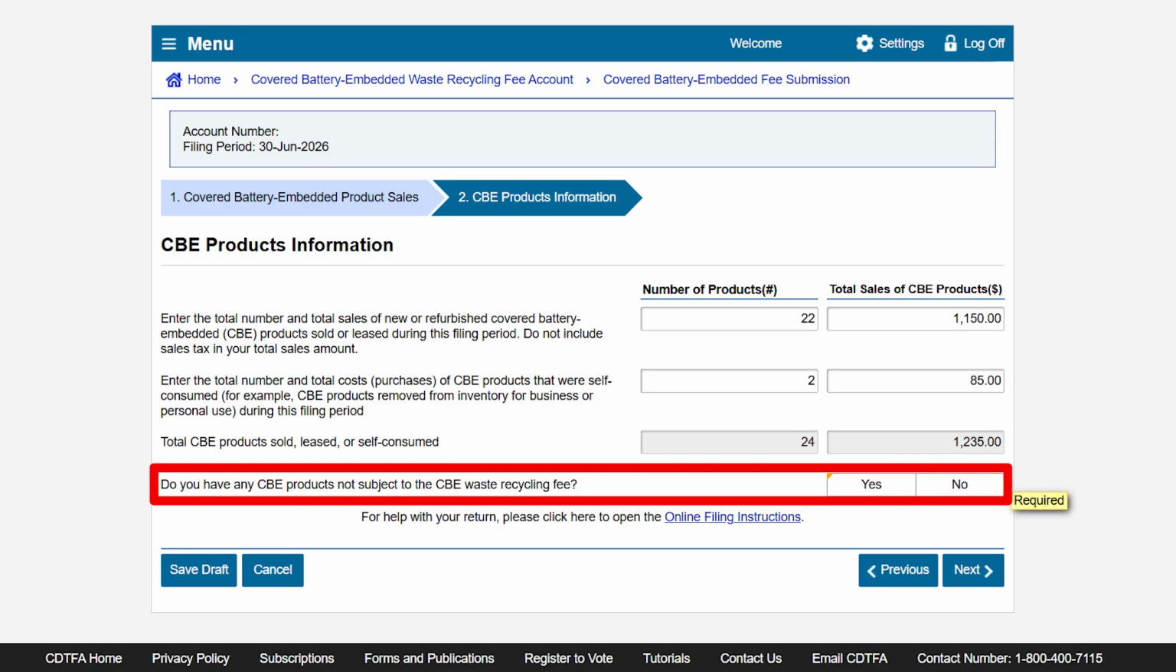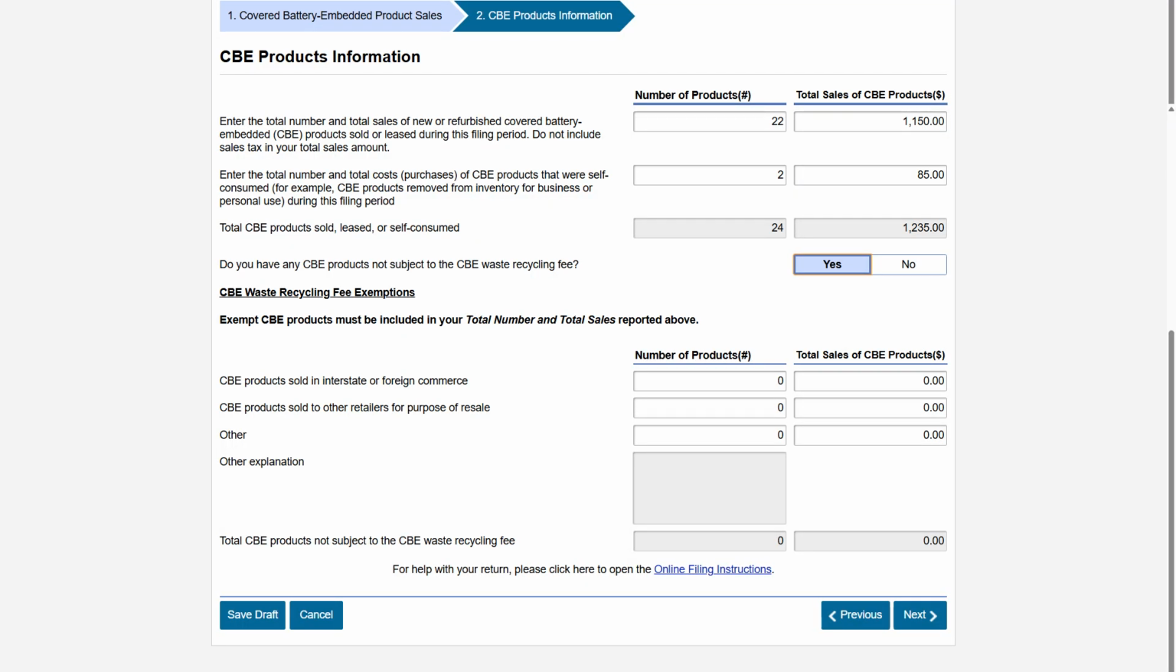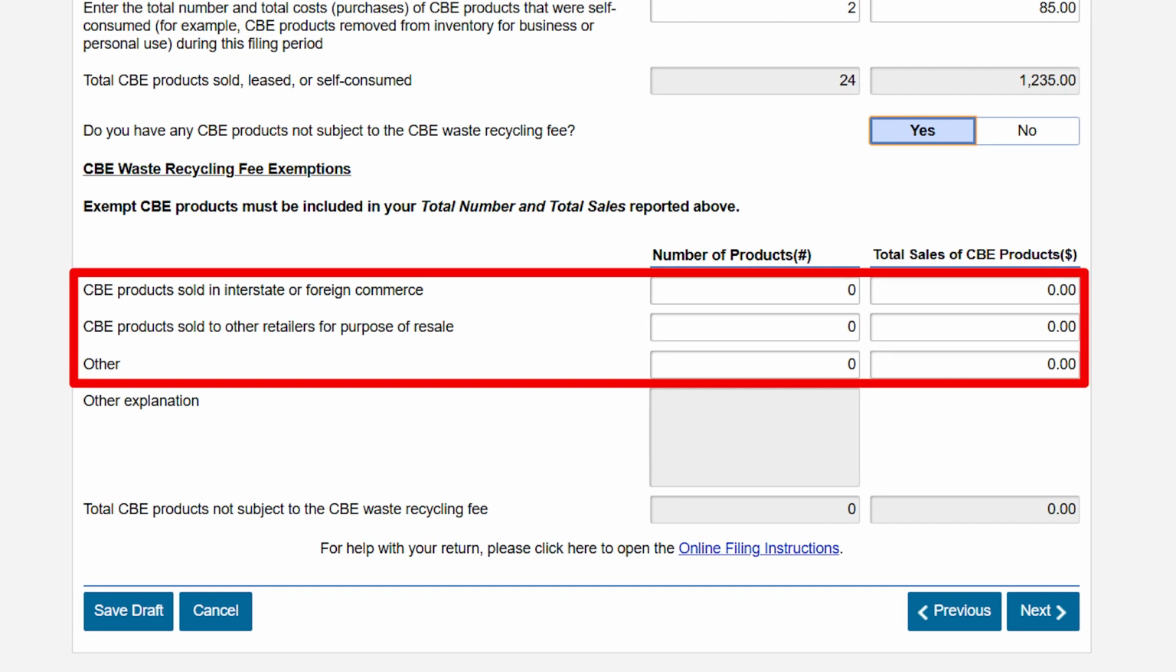Then next, answer the question, do you have any CBE products not subject to the CBE waste recycling fee? In our example, we do have CBEs that are exempt from the fee and will select Yes. Once selected Yes, the CBE waste recycling fee exemptions table will expand, and you will enter the required information. You will report any CBE products sold in interstate or foreign commerce, CBE products sold to other retailers for the purposes of resale, and other items which are exempt from the fee.